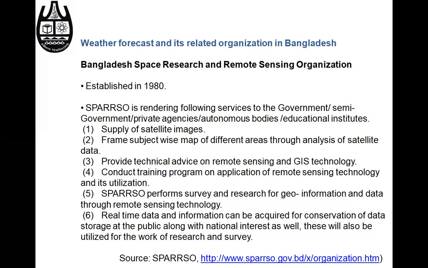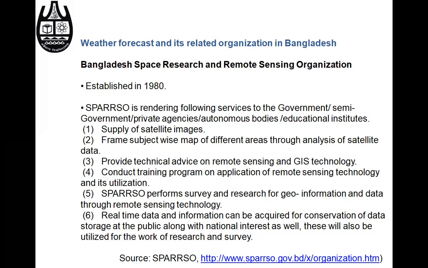Sometimes they supply general satellite images. So if you order them, they will collect it and provide it to you for a certain amount of money, which depends on the sources from which they collected it.